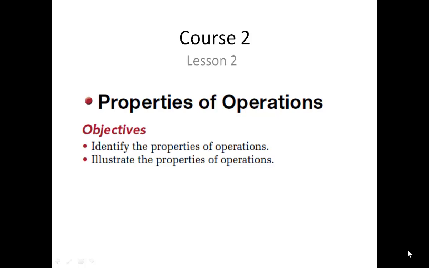Lesson 2, Properties of Operation. Our objectives in this lesson are to identify the properties of operations and to illustrate the properties of operations.